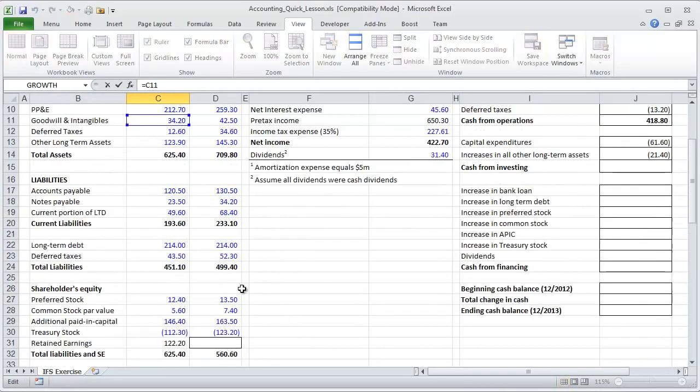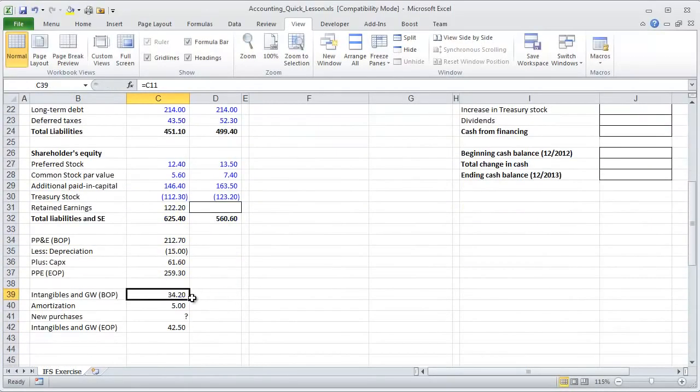the beginning of period intangible asset balance of 34. We know that amortization, let's make that a -5 because amortization reduces the intangible asset balance. And we know that intangibles at the end of the period was 42.5. Well, again, it's actually the same formula to back into what are the new purchases of intangibles. It's simply the end of period minus the amortization and the beginning of period balance. And we get to 13.3.